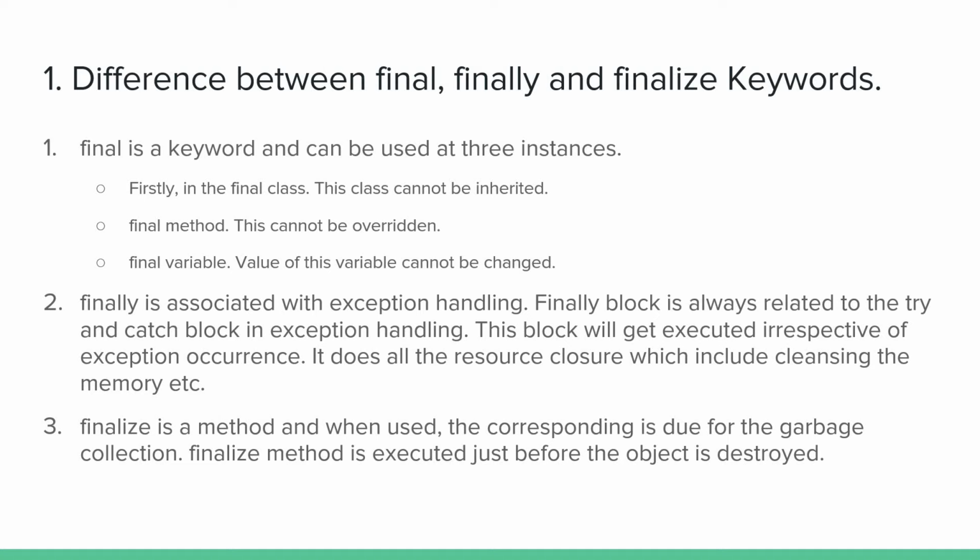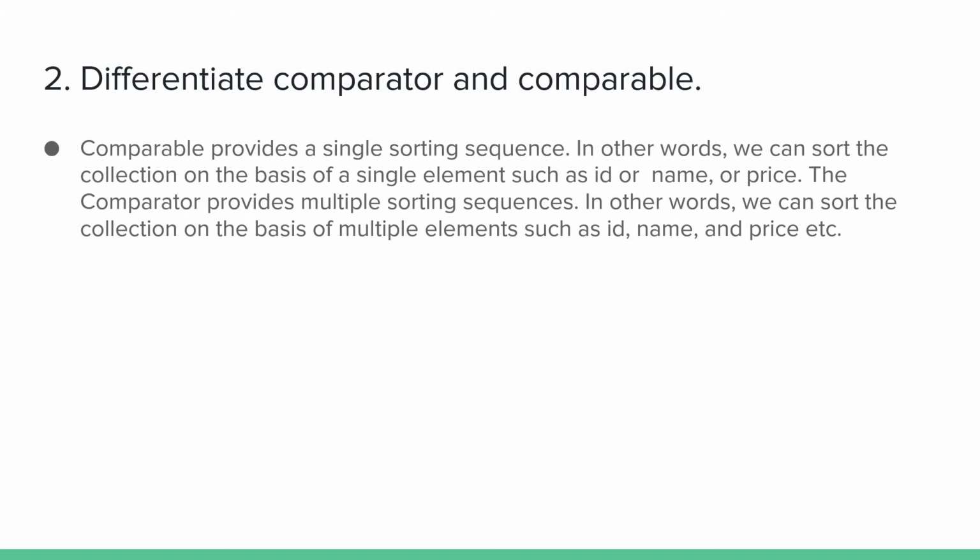The finalize is a method, and when used, the corresponding object is ready for garbage collection. It's due for garbage collection. The finalize method is executed just before the object is destroyed. So this is the major difference between the final, finally, and finalize keywords.